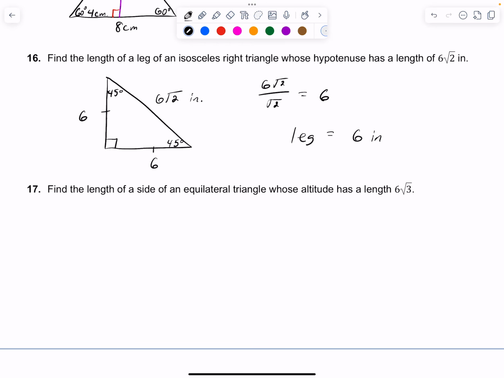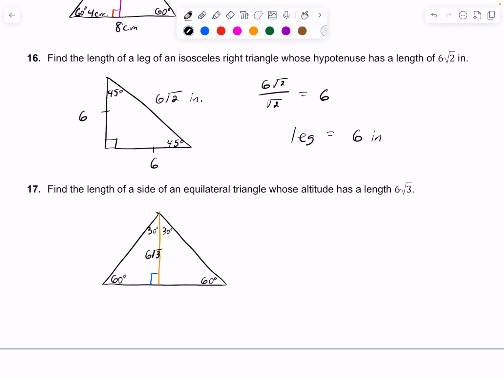Find the length of a side of an equilateral triangle whose altitude has a length of 6 root 3 units. So draw that equilateral triangle again. Okay, draw the altitude again. Creates the right angles. All right, this time it doesn't tell us the sides, but I'm going to fill in the angles, right? Equilateral triangles have 60 degrees here for each of those. And this one is 30. This one is 30. And then this altitude is 6 root 3 units.